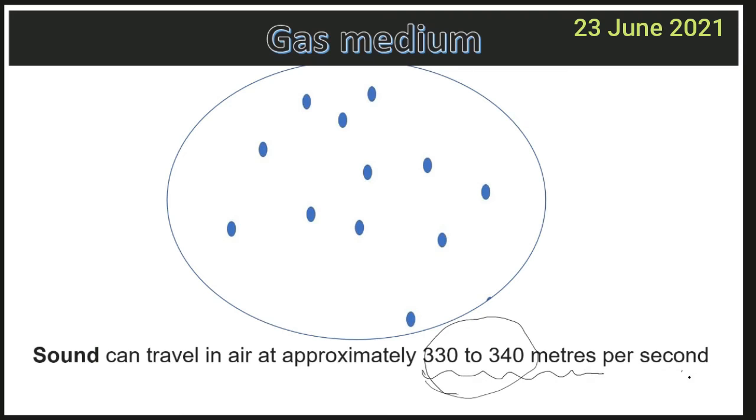So in 1 second, sound travels in air approximately 340 meters. Much higher, but not that high like light. Light travels 3 lakh kilometers in 1 second, whereas sound travels 340 approximately. Again, it depends on the temperature around. But can we compare this to a liquid medium?